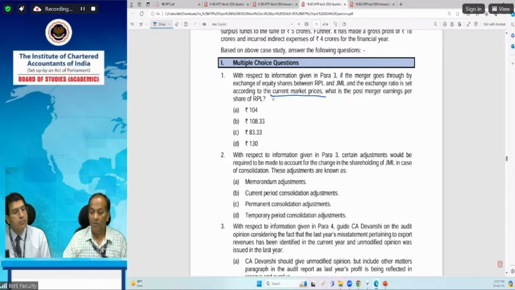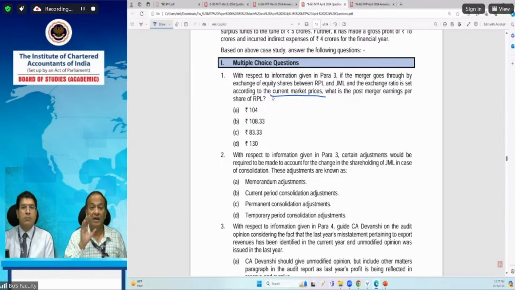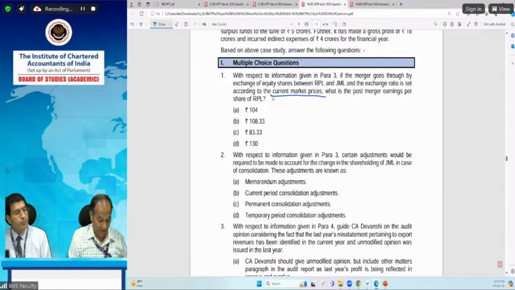Okay, what is the post-merger earning per share of RPL? Now students, please remember one thing. In this question, a case study is given in a very simple presentation, because it has been referred to para 3. It may be possible that in the examination you may not be given questions like that. You may be given a straightforward case study and you have to locate yourself in which para our answer is related to. So that is very important to remember. Don't expect them to clearly mention that this is the case study and this is the para you have to refer.